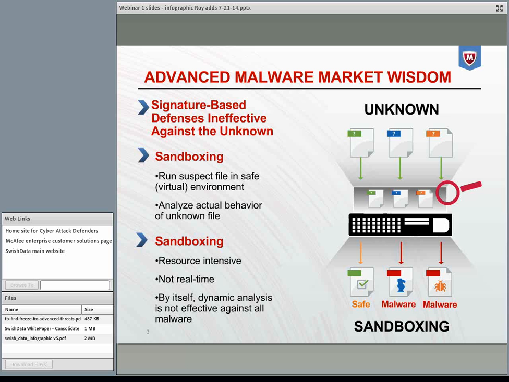So sandboxing is resource intensive and can't be done in real time. You have to take the file offline and analyze it. Most of our current security technologies have to make a decision within milliseconds. Otherwise, you're causing network latency. If I'm browsing the web, I can't analyze every single file within half a millisecond so that my user experience stays the same. So by itself, dynamic analysis is not effective against these types of malware.